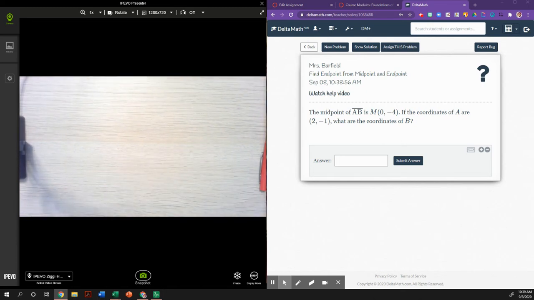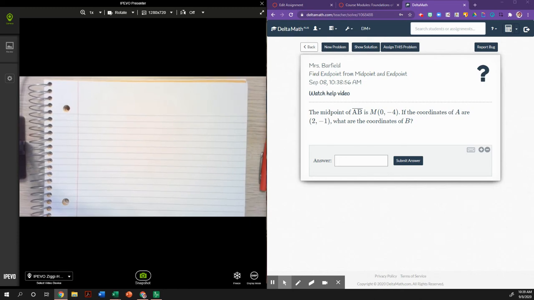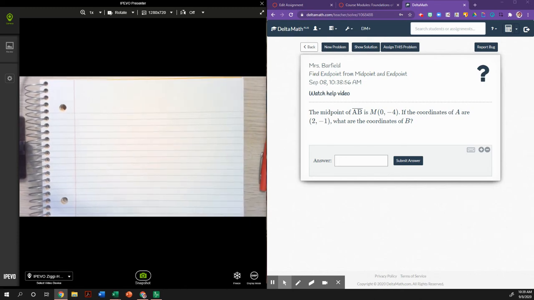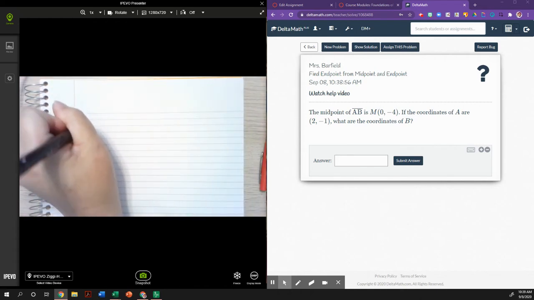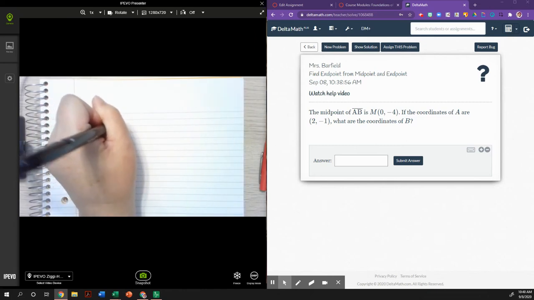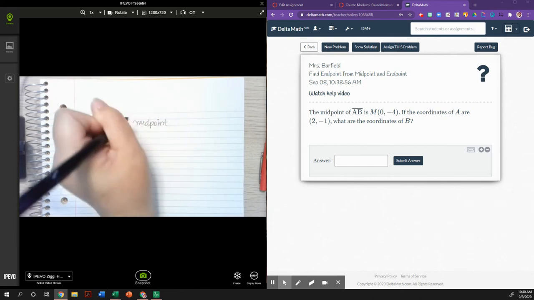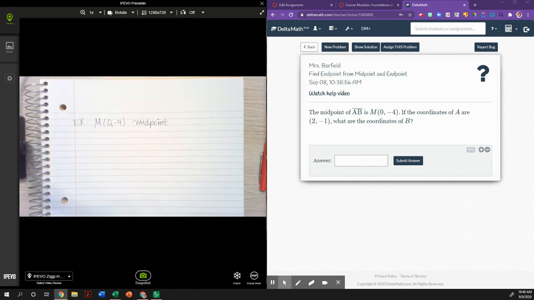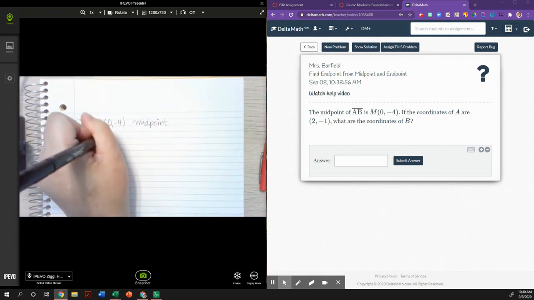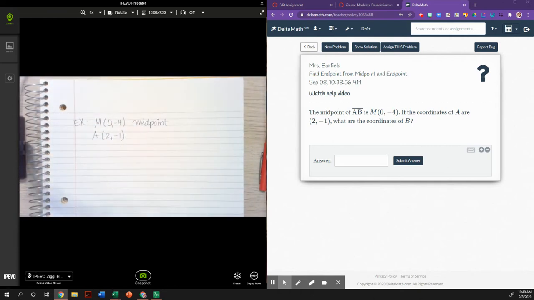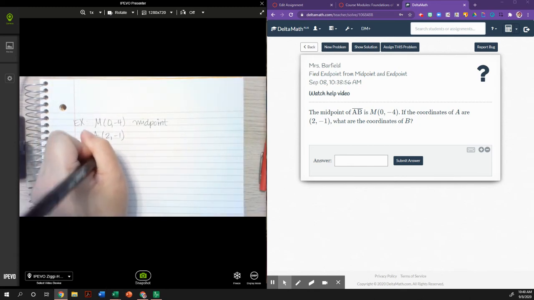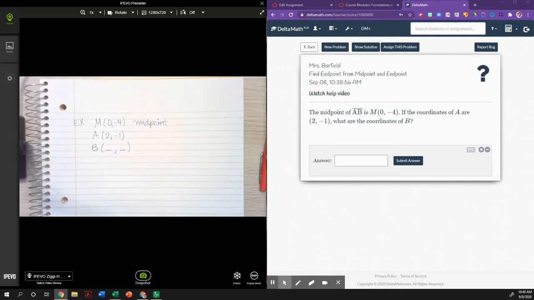So if I look here on the right, here's my problem that I'm going to solve. It says the midpoint of AB is M, so M, 0, -4. All right. So they have given me capital M as 0, -4. Okay, that's the midpoint. If the coordinates of A are 2, -1, what are the coordinates of B? Okay. All right. So I have the midpoint of AB as M, 0, -4.